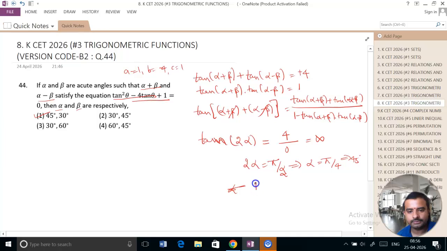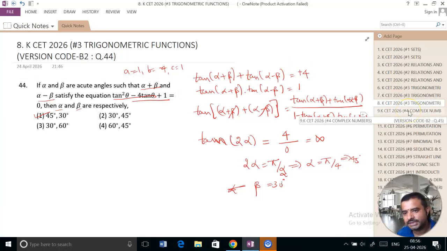Therefore beta is equal to 30 degrees. Beta is equal to 30 degrees. You should know that. Okay, so we have only one option, so we can go through with this. So let's move on. These are the three questions they gave from this KCET. Let's move on.